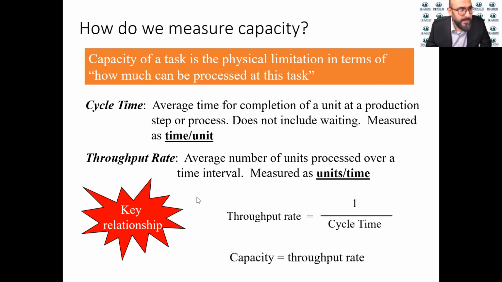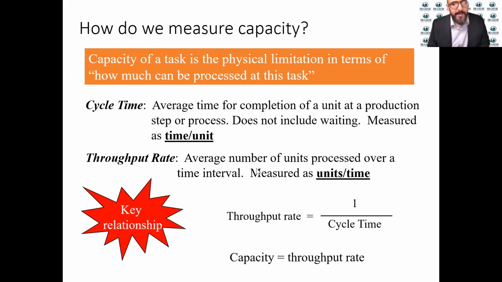All right. Capacity of a task is the physical limitation in terms of how much can be processed in this task. The cycle time is the average time for completion of a unit at a production step or process. It does not include the waiting time. However, the throughput time includes the wait time. And this is measured as time per unit, so 2 minutes per unit, for example.